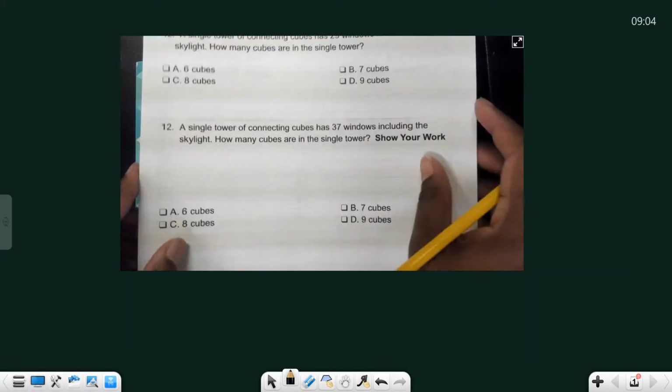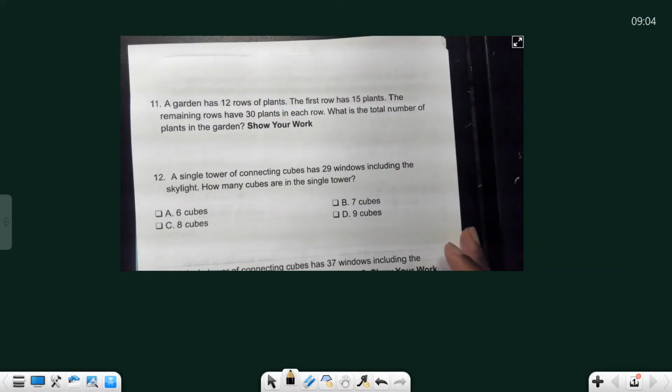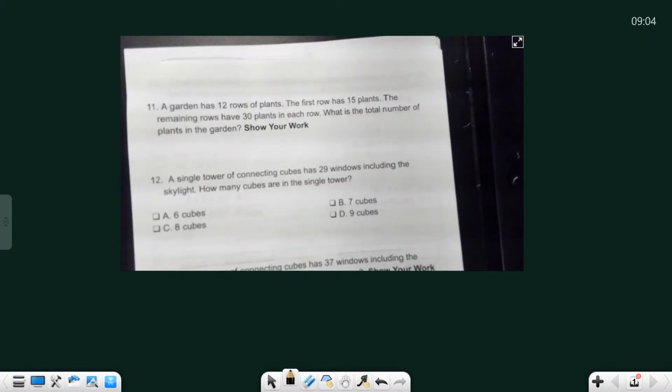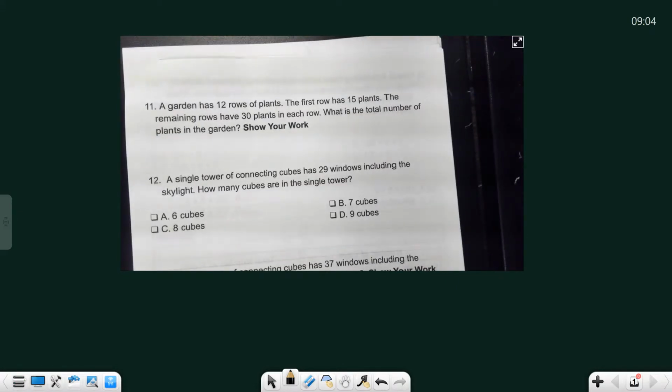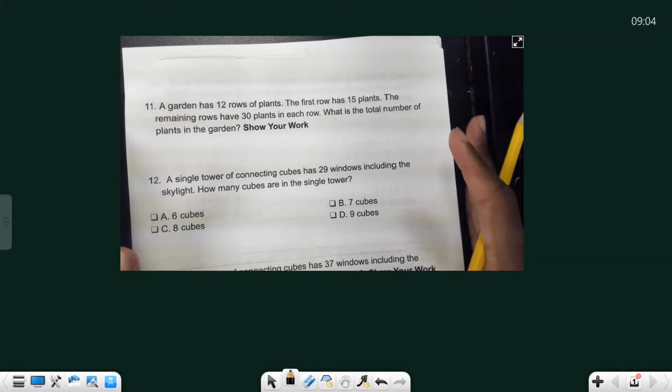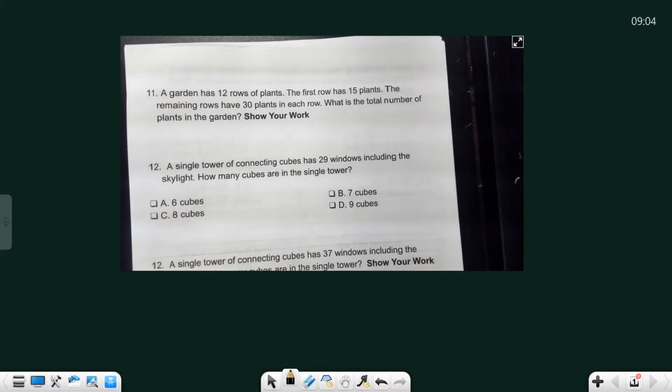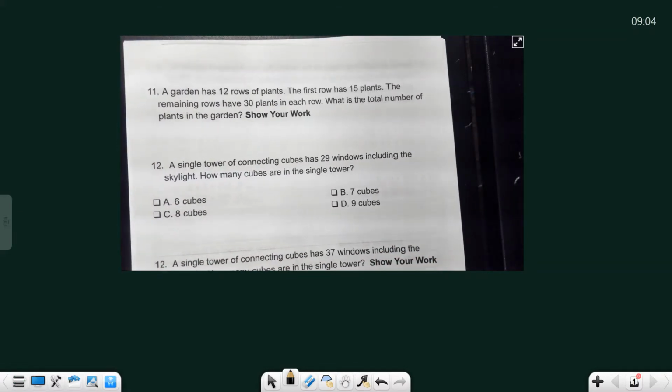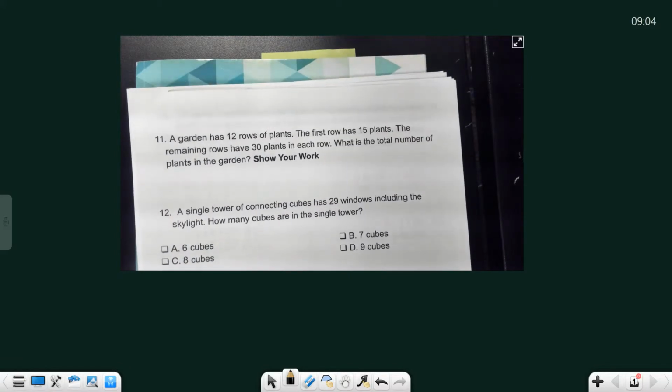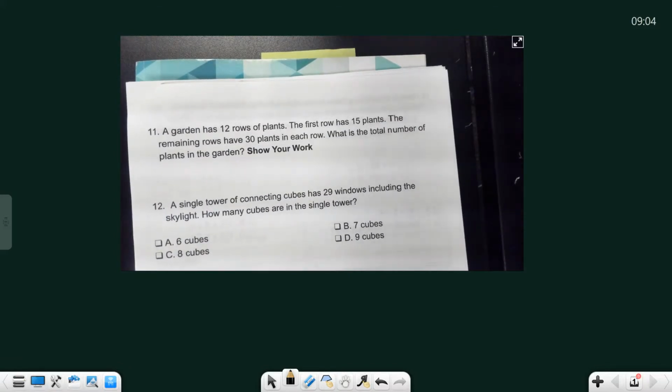Going to the next page. 11. Now this one is very, very tricky. A garden has 12 rows of plants. The first row has 15 plants. The remaining rows have 30 plants in each row. What is the total number of plants in the garden?